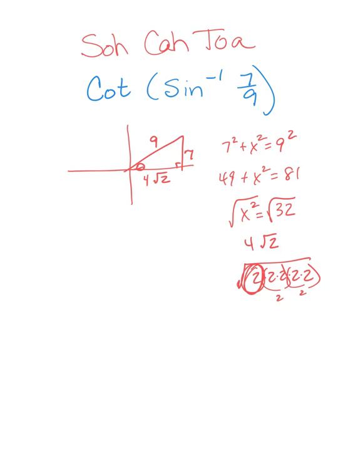We know that if the two sides are 9 and 7, and 9 is the hypotenuse and 7 is the opposite, then we can find the third side, which is 4√2. So when we're finding cotangent, let's first find the tangent, which is opposite over adjacent. Cotangent would be that turned upside down, so 4√2 over 7.